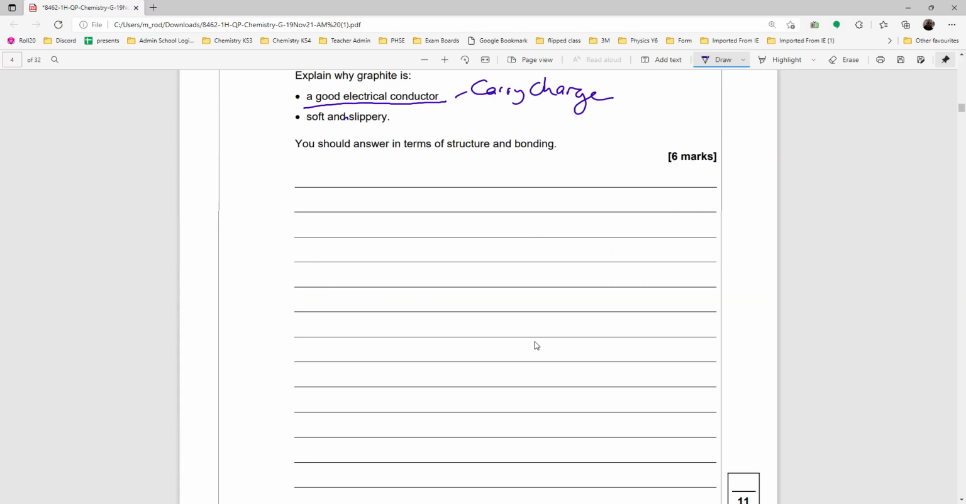It says your answer should be in terms of structure and bonding. So again, you need to talk about 3 bonds. Sorry about this, I am backtracking a bit. You have 1 delocalized electron, and it's between the positive layer of graphite and the negative electrons, and the force is relatively weak.